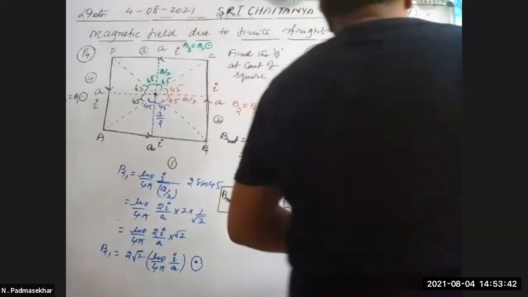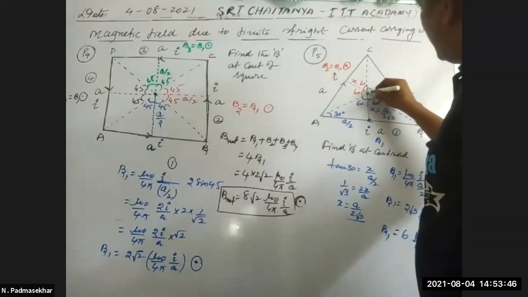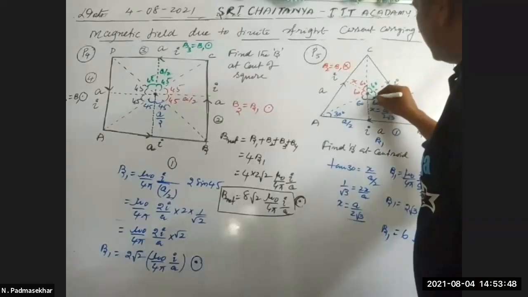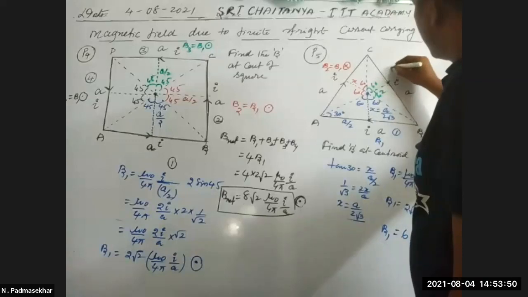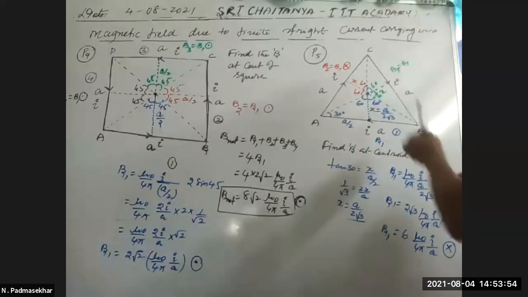Here for this is x and here 60 degrees, this is 60 degrees, so B3 is equal to B1 only. And what is the direction?